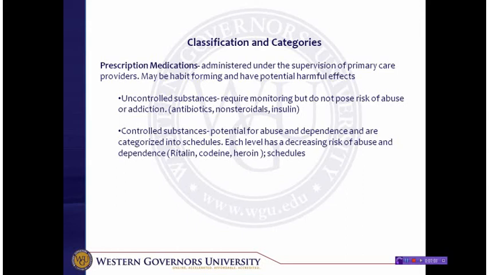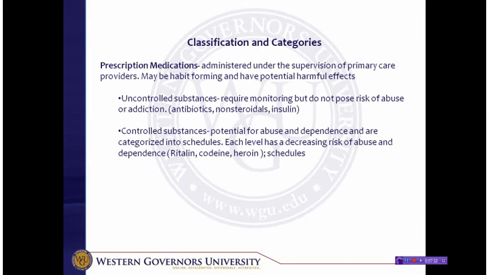Uncontrolled substances are medications that require monitoring but don't pose a risk of abuse or addiction. A good example of this are going to be antibiotics, non-steroidal anti-inflammatories like Motrin and naproxen, or insulin. These meds you can take often. Obviously you want to follow the instructions of your physician, but they don't pose a risk of abuse or addiction. You cannot get addicted to them, at least not physically.